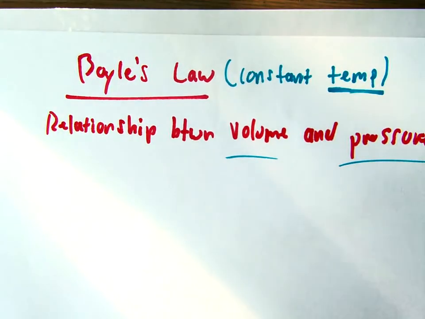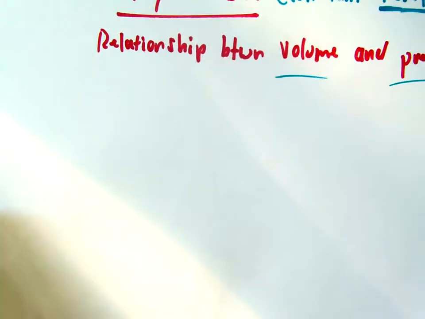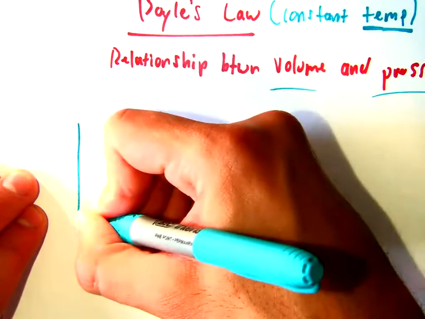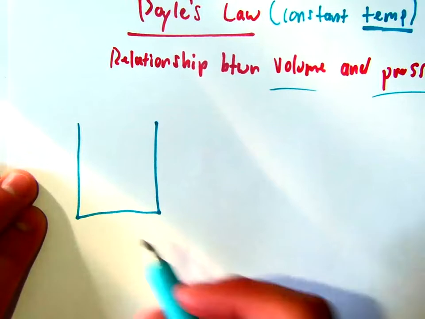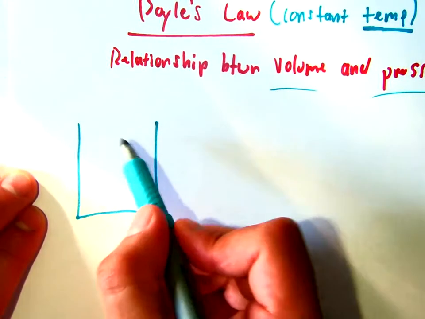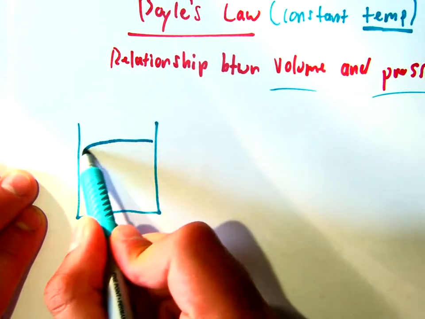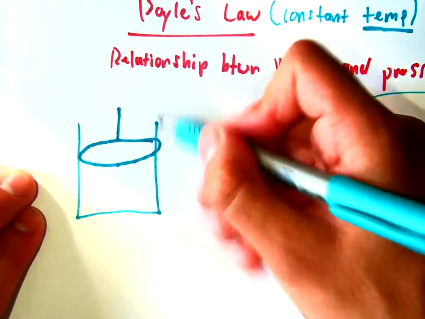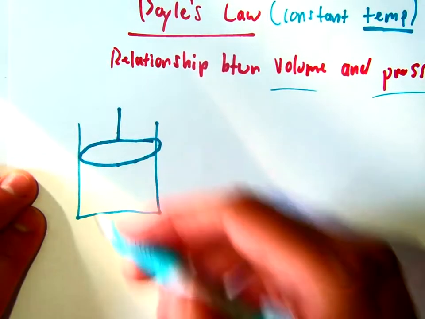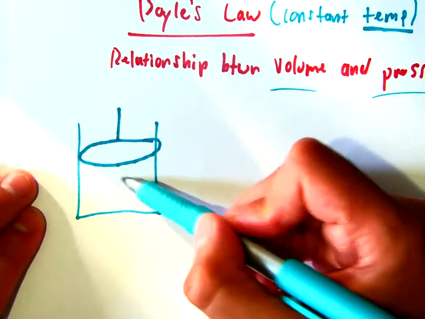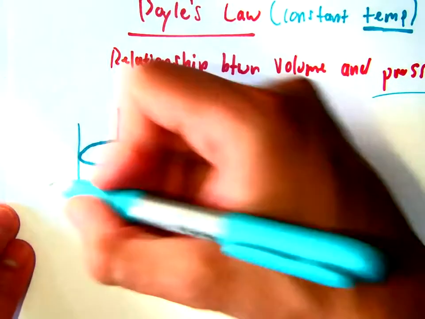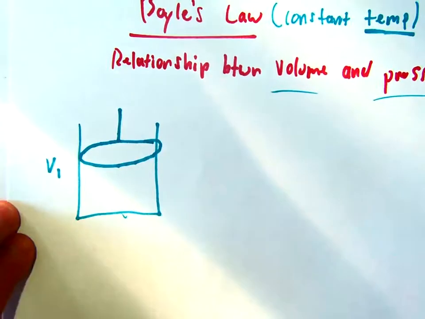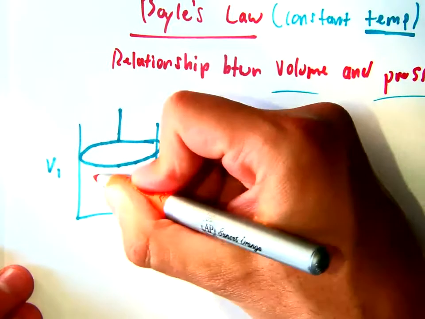So let's look at a scenario. Let's say I have a container here. In this container, I have a piston. So this is what you find in cars. This is a moving piston. It's basically the top of the container which can move up and down freely. So I have a certain volume right now, right? This is my volume, which I'm just going to call V1. That's my first volume. Let's say we have some gas particles within this.